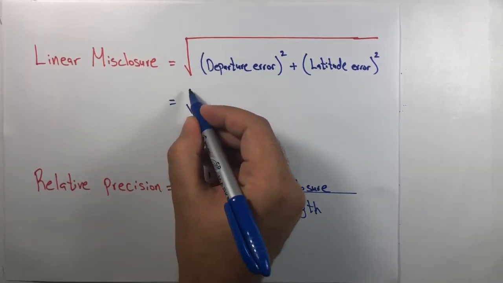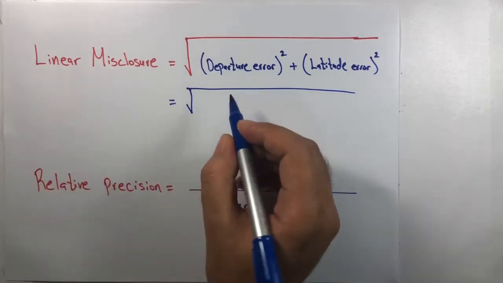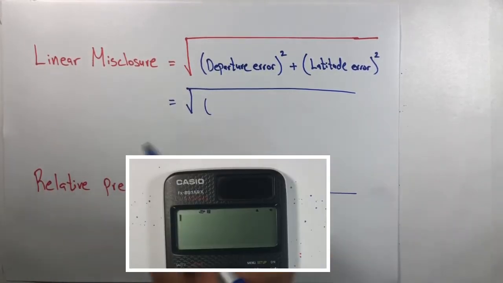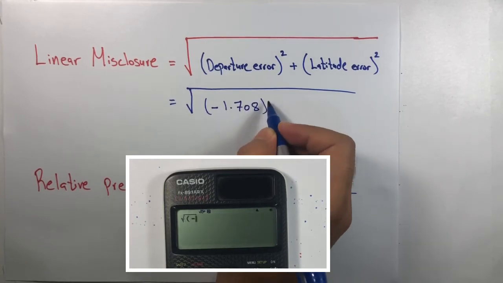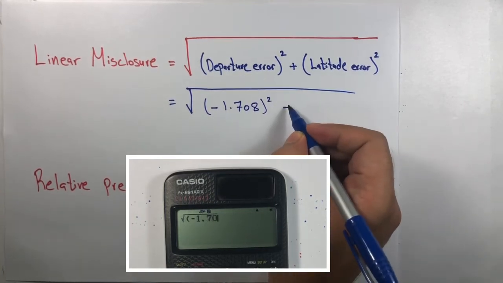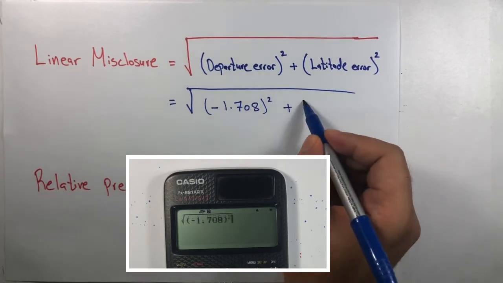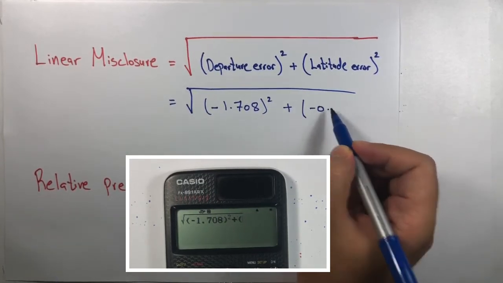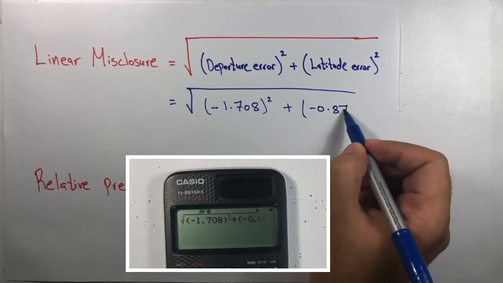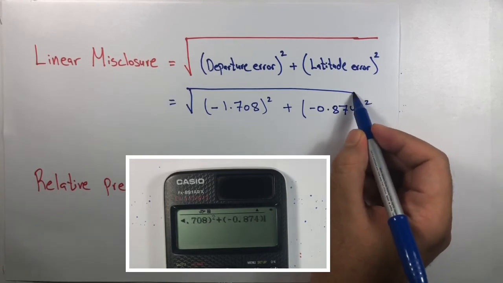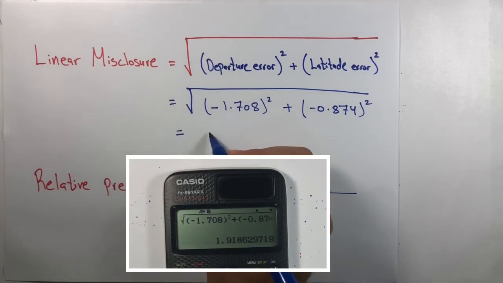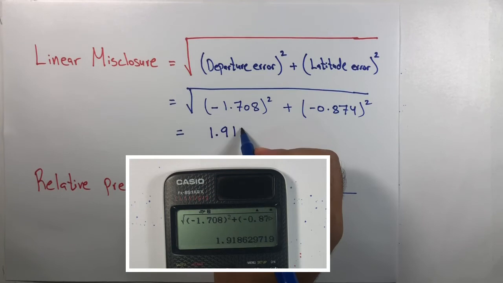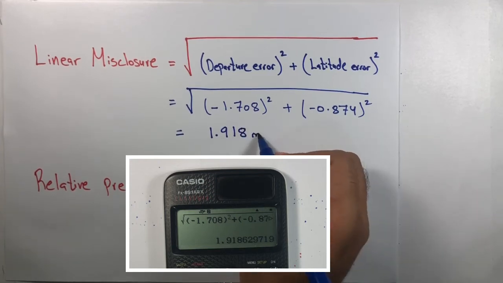So let's calculate this linear misclosure. We have our departure error from the previous page. We got negative 1.708 squared plus our latitude error negative 0.874 squared. We'll get the linear misclosure as 1.918 meters.